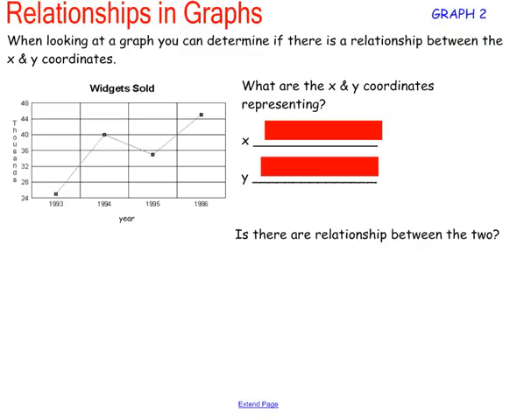The next one, this graph right here represents widgets sold. So I want you to try to figure out what the x and the y coordinates represent, looking at this graph. Your y coordinates represent the year, and your x coordinates represent thousands in dollars. And then ask yourself, is there any relationship between the two? Do the years have anything to do with the money? Does the money have anything to do with the years? Anything like that?